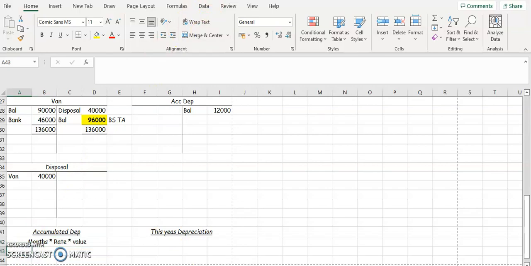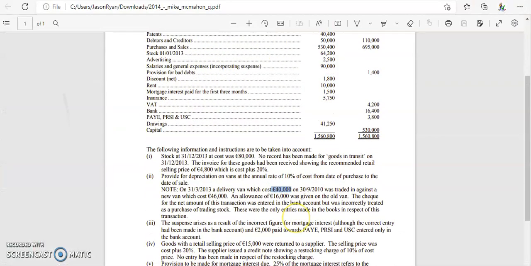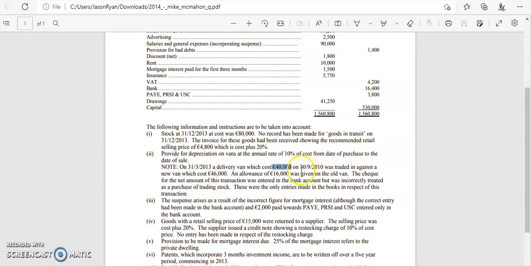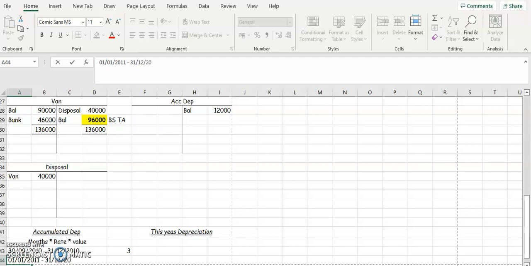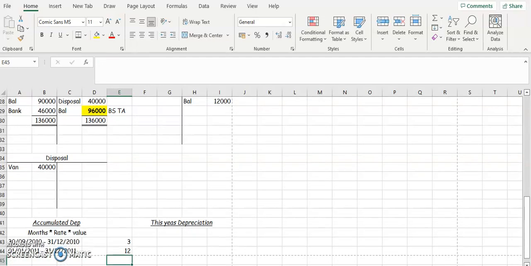So in the question, it said that I bought the van on the 30th of the 9th, 2010. So I got the 10, 11, 12. So I got 3 months in 2010. So the 30th of the 9th, 2010 to the 31st of the 12th, 2010. That's going to give me 3 months. Then I have the 1st of the 1st, 2011 to the 31st of the 12th, 2011. That's going to give me 12 months.